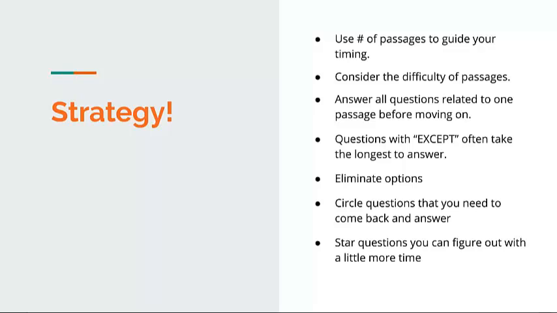Make sure that you eliminate options actively. That means you've got your pen in hand, and when you know something is not correct, you mark through it and take it off the table. As I said before, you can circle questions that you know you need to come back and answer later. Maybe you bubble in the answer, but if you're really unsure about it, you could put a question mark and come back to it if you have time. Or you could star questions that you know you need to come back to if you've got more time.